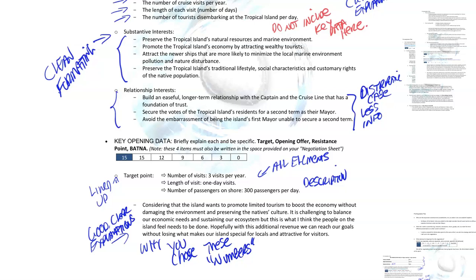Now let's take a look at page 2. Here on page 2, we're continuing with the section. We have the resistance point, opening offer, and BATNA. For the sake of flow, I just want to add a little thing that becomes troublesome.